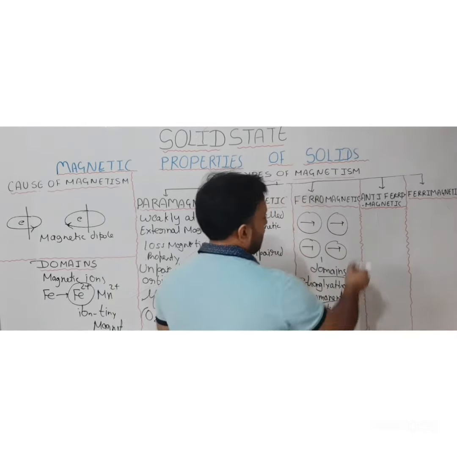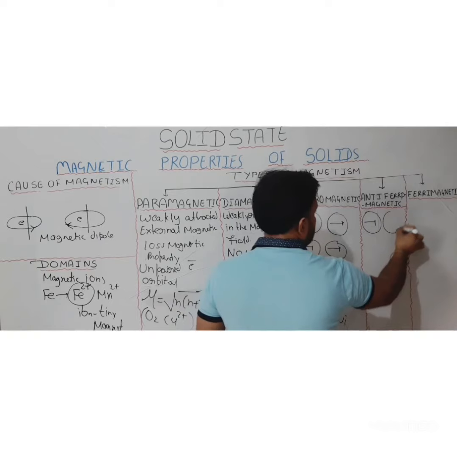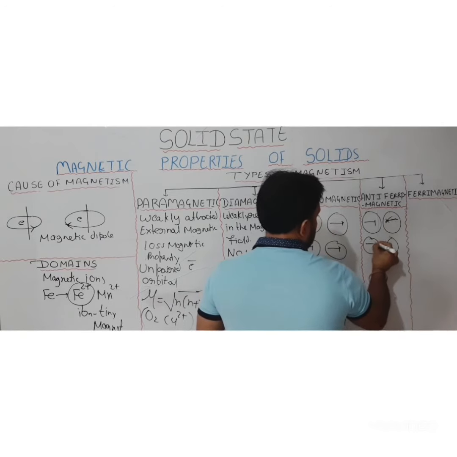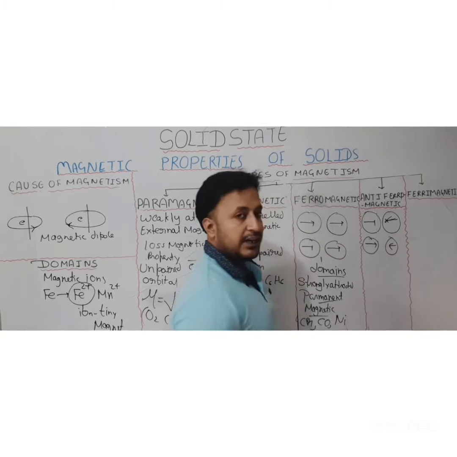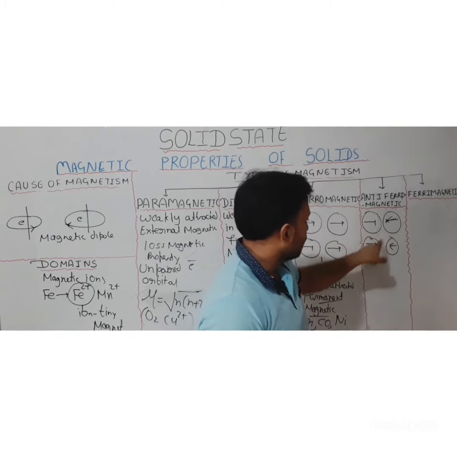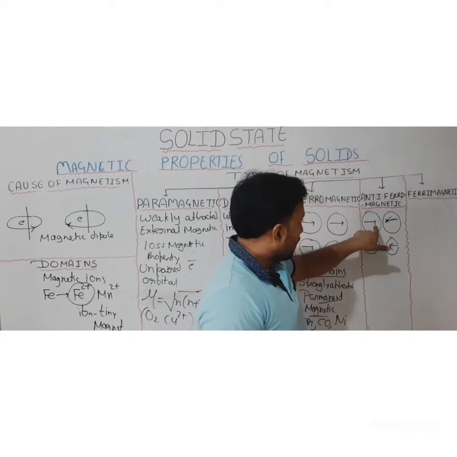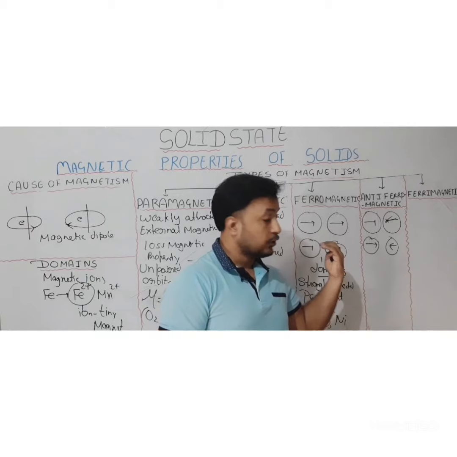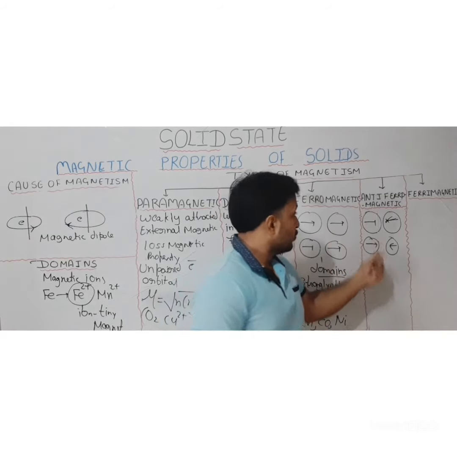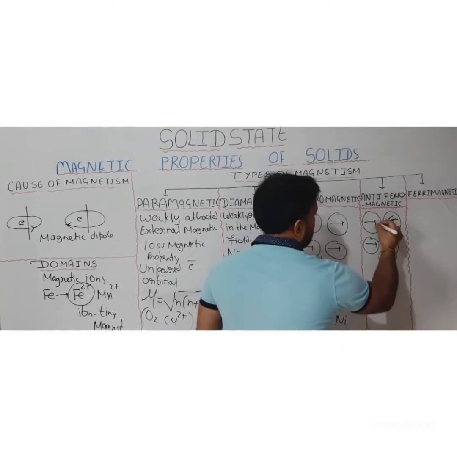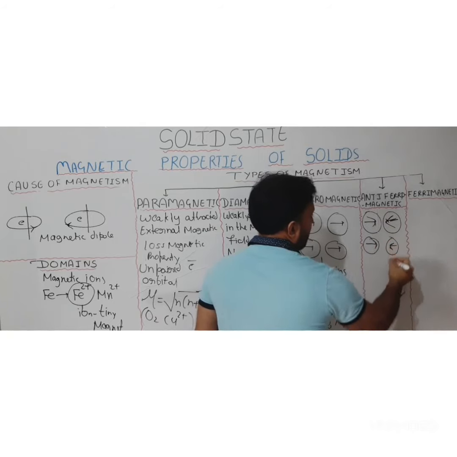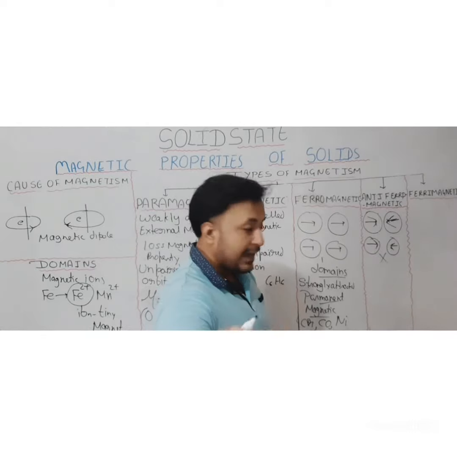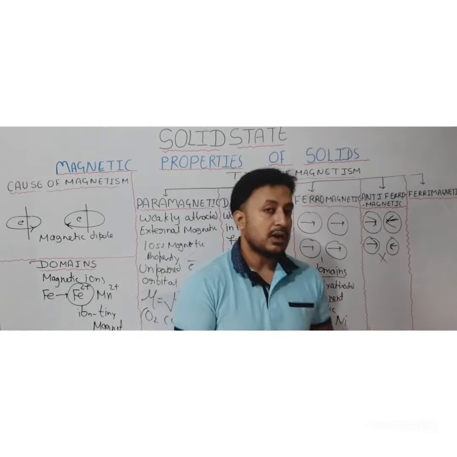So what is going to happen here? Here also the domains will be present. Suppose these are the domains, but they will align themselves in opposite directions in equal numbers. Suppose I have shown you 4 domains here. Out of these 4 domains, 2 are in one direction and the others are in the opposite direction. So these 2 have the opposite direction to these 2. When they have opposite directions, they are going to cancel each other's effect, and when they cancel each other's effect, now what is going to happen?